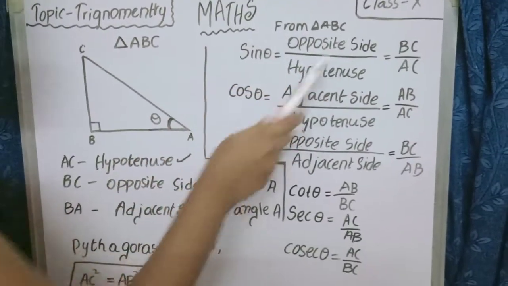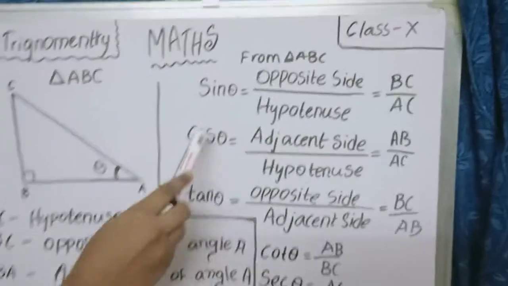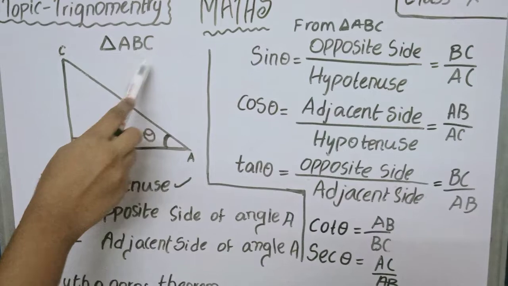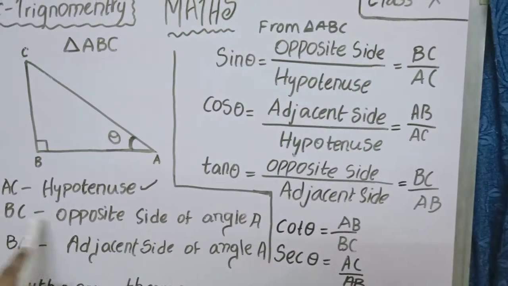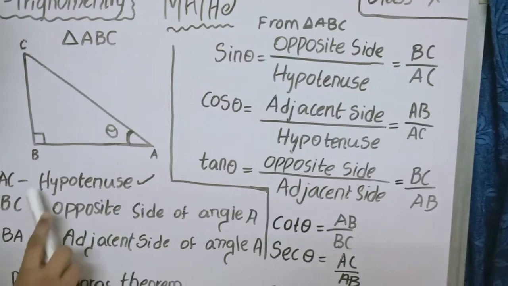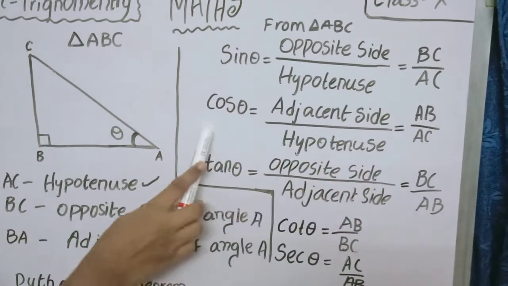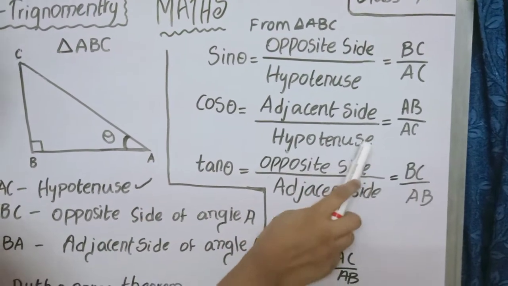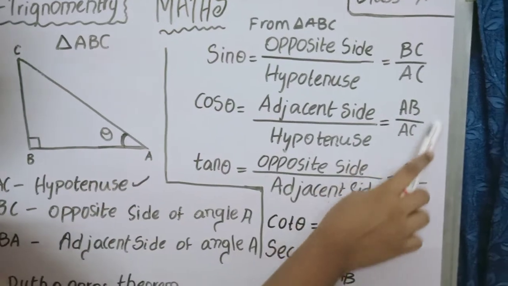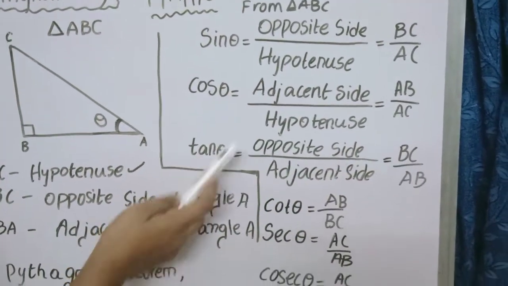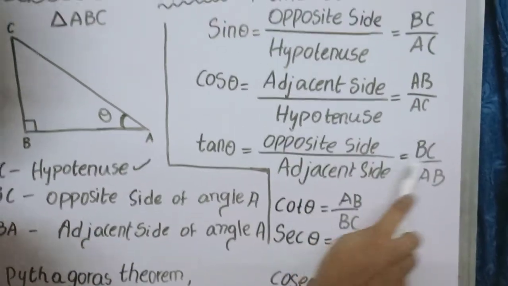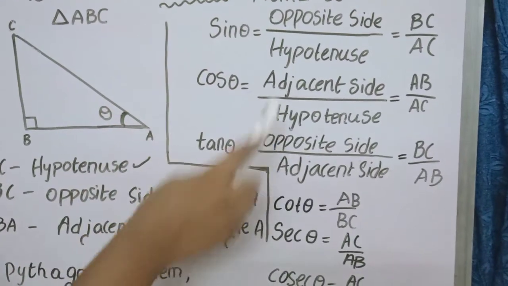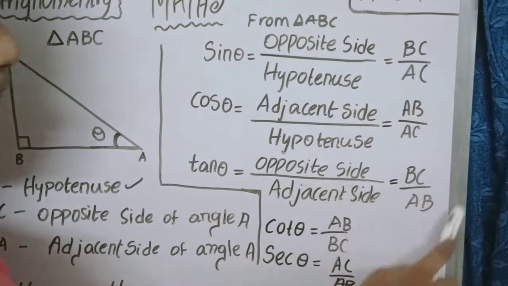From triangle ABC, we can derive trigonometric ratios. Firstly, sin theta is opposite side by hypotenuse. Here from triangle ABC, the opposite side is BC and the hypotenuse is AC, so sin theta is BC by AC. And cos theta is adjacent side by hypotenuse. Here the adjacent side is AB and the hypotenuse is AC, so AB by AC. And tan theta is opposite side by adjacent side, that is BC by AB, or else sin theta by cos theta. If we cancel AC, again we get BC by AB.